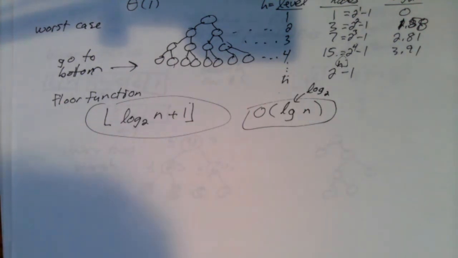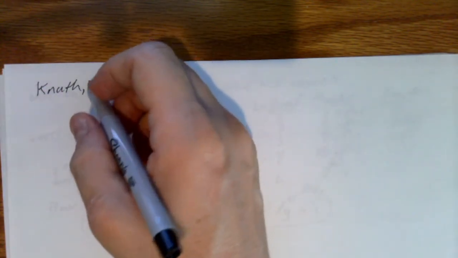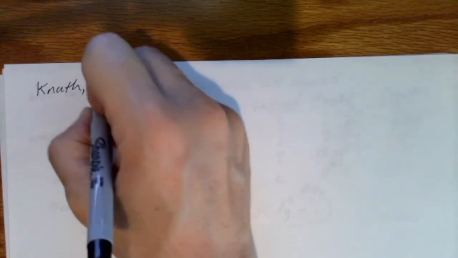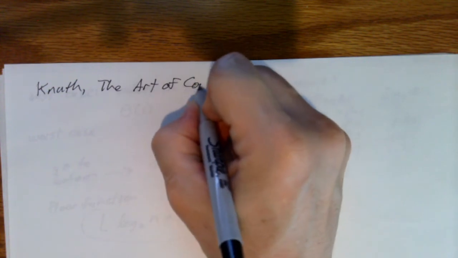So what is average? Turns out average is somewhat difficult to come up with a formula for. So I took this formula from Wikipedia, which in turn took it from the book by Knuth. You can look at that if you want to try to understand how he came up with it, though he doesn't really quite explain it. Knuth, The Art of Computer Programming.